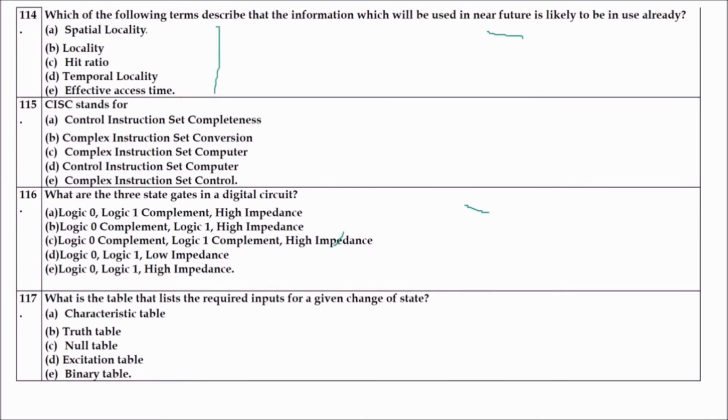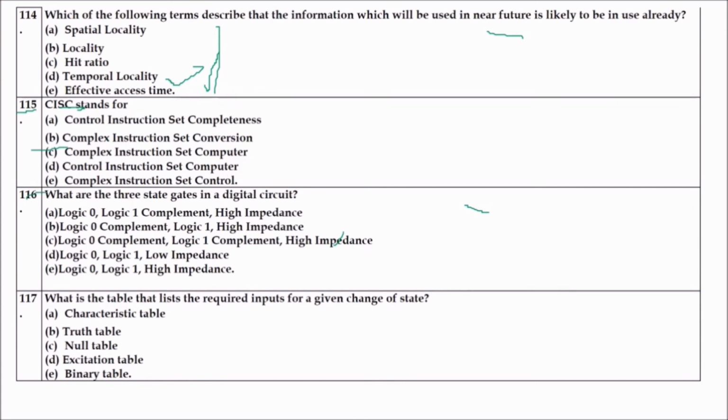So what is this? The best answer to this question will be temporal locality. Temporal locality describes that the information which will be used in near future is likely to be in use already. Temporal locality. CISC, complex instruction set computing, a computer. 115. The answer is, you got it right, it is C, complex instruction set computer.